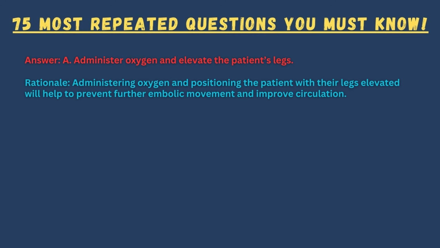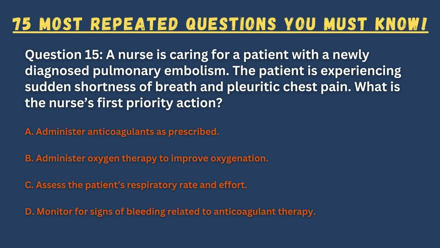Answer: A. Administer oxygen and elevate the patient's legs. Rationale: administering oxygen and positioning the patient with their legs elevated will help to prevent further embolic movement and improve circulation. Question 15. A nurse is caring for a patient with a newly diagnosed pulmonary embolism.